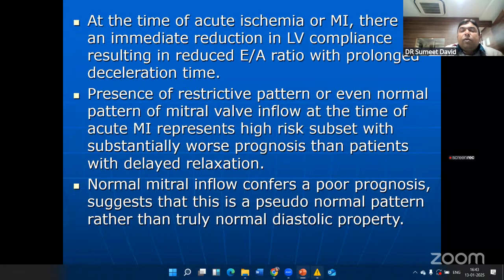At the time of acute ischemia or MI, there is an immediate reduction in LV compliance, resulting in a reduced E/A ratio with prolonged deceleration time. The presence of a restrictive pattern or even a normal pattern of mitral inflow at the time of acute MI represents a high-risk subset with a substantially worse prognosis than patients with delayed relaxation. A normal mitral inflow conferring a poor prognosis suggests that this is a pseudonormal pattern rather than truly normal diastolic function.